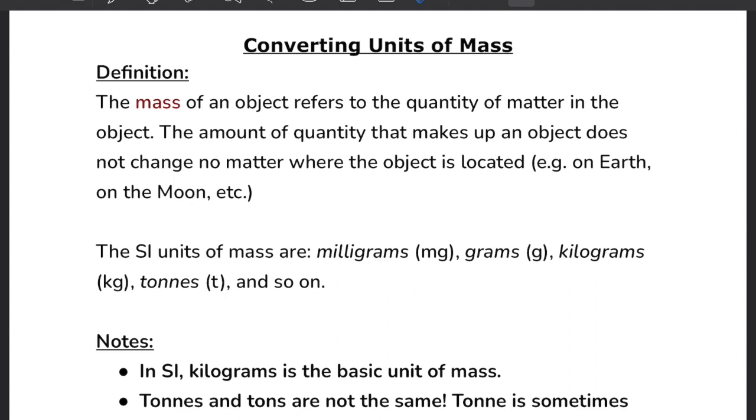So the metric units of mass, the SI units of mass, are milligrams, grams, kilograms, and tons, and so on. Please note the abbreviations. Milligrams is mg, grams is g, kilograms is kg, tons is t.